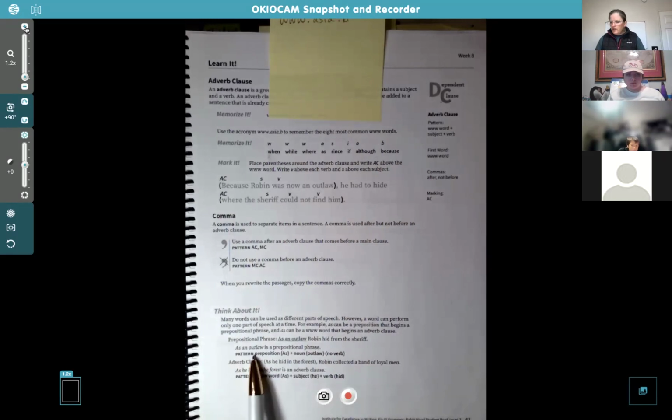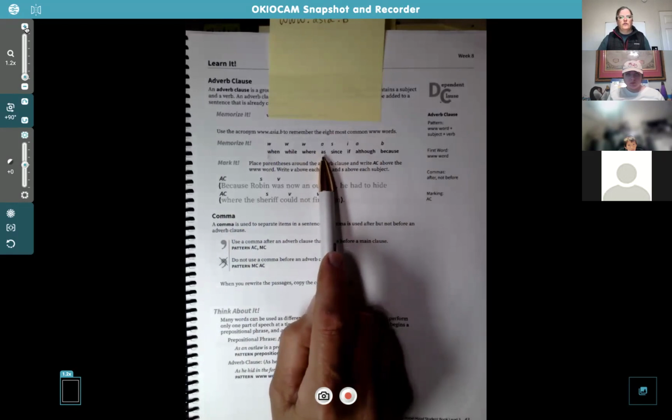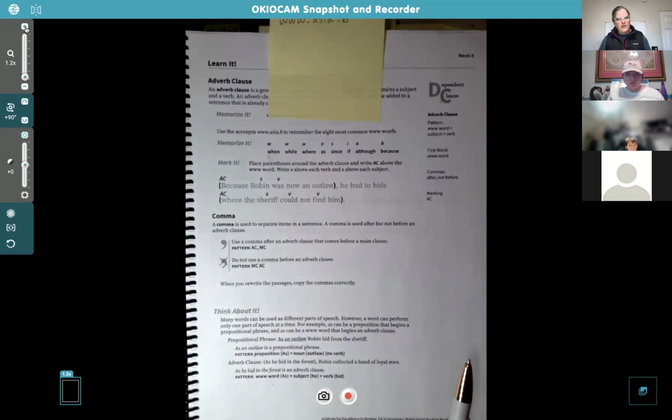And then down here is talking about the word as. You'll know that as is one of the www.asia words right here, as, A-S. And as is on the prepositions list. It's the first word in a prepositional phrase. So it's one of those words you're going to have to watch out for to see, is it going to be an adverb clause or is it a prepositional phrase? Either one, but it can't function as both in the same sentence.